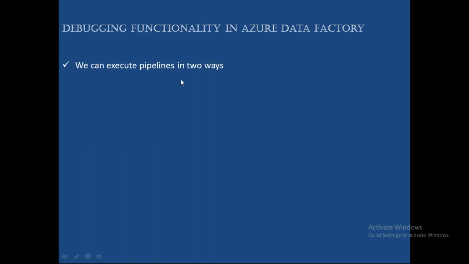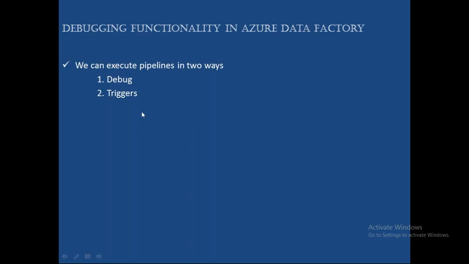We can execute pipelines in two ways. As I said, one is debug mode. The second one is trigger. Trigger is nothing but if you want to automate your pipeline, to run it based on events, for example when a new file is uploaded or a file is deleted. In all these cases we are going to use triggers. These triggers will work once you publish, once you save all the changes that you have made in your pipeline. But there is another option called debug.